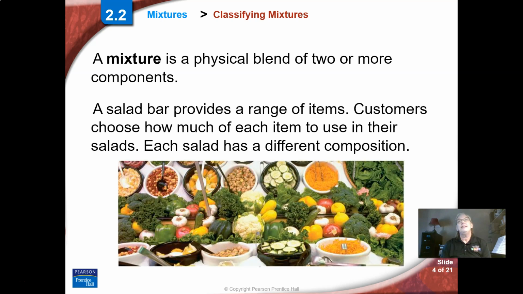A salad bar is an example where you have a lot of different things that you throw together into your salad. And each salad has a different composition because some people like cheese, some people like cucumbers, some people like radishes. It just depends on your taste. So every salad is going to be unique for the person who makes it. Same thing with a mixture. We can vary the different components of a mixture depending on what we need in chemistry.